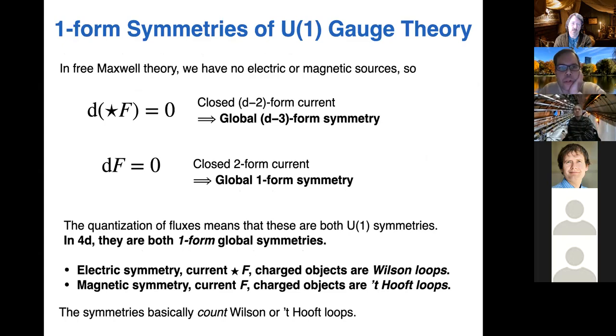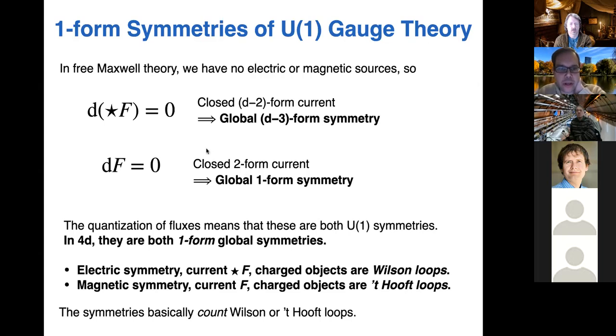And let me give you a concrete example. There's a theory that we're all familiar with that has a big global symmetry group, which is just the theory of a free photon, a free U(1) gauge boson. And it has two different one-form symmetries. One of them is associated with the field strength itself, the current F. F is closed; this is the Bianchi identity. And so if we don't have magnetic monopoles in the theory, we get a two-form current, which corresponds to a one-form symmetry. And the other current is star F, or F tilde. And this is a closed current if we have no electrically charged particles. And that leads in general to a global D minus 3 form symmetry. In 4D, these are both one-form symmetries.